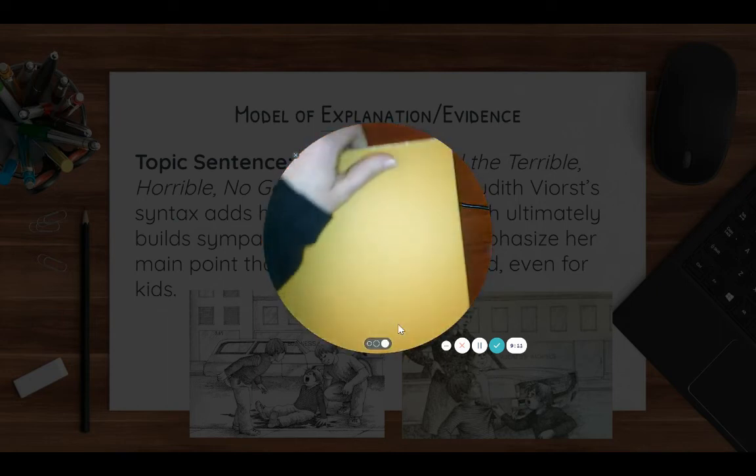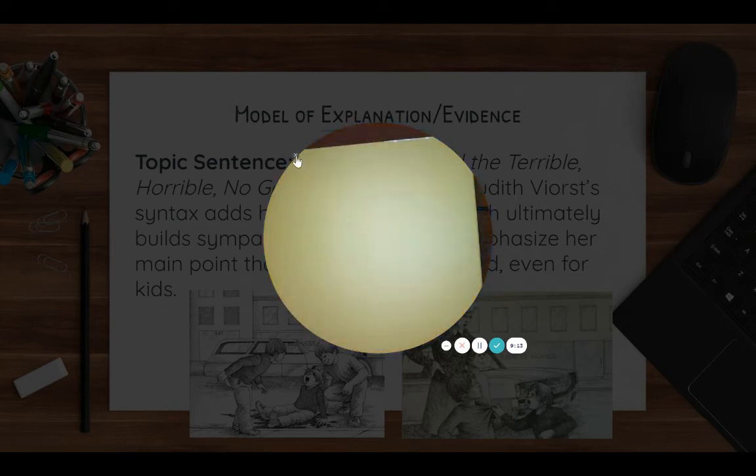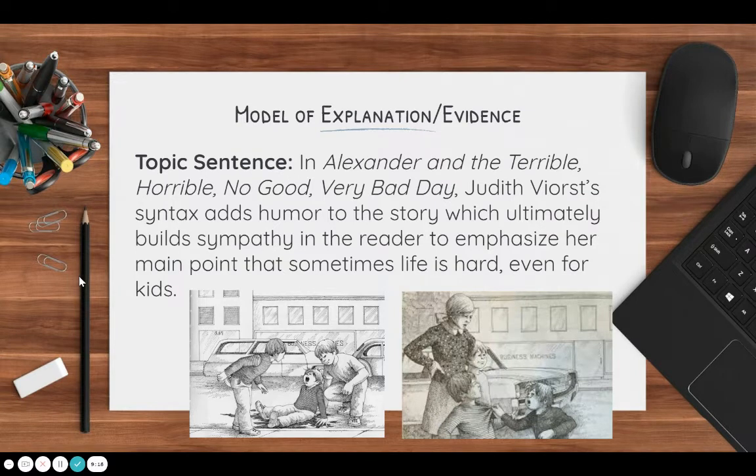So here is my topic sentence. In Alexander and the Terrible, Horrible, No Good, Very Bad Day, Judith Viorst's syntax adds humor to the story, which ultimately builds sympathy in the reader to emphasize her main point that sometimes life is hard, even for kids.